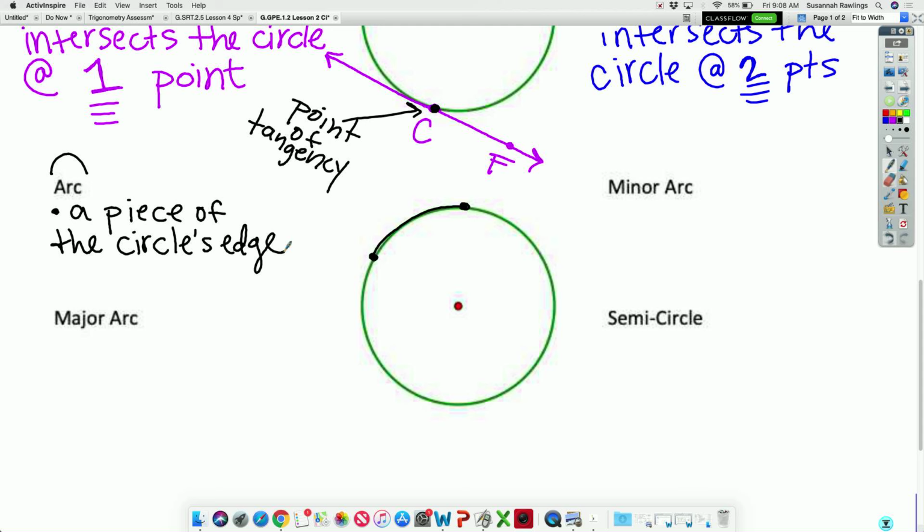And it's a piece of the circumference, so not just like a segment, like a piece of pizza or something like that, but it is a piece of the circle's edge.